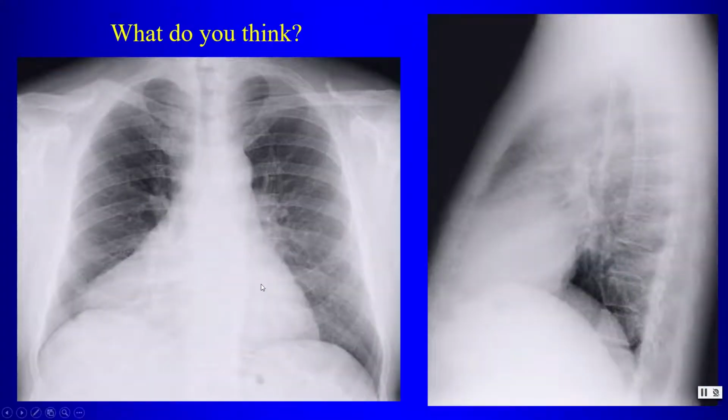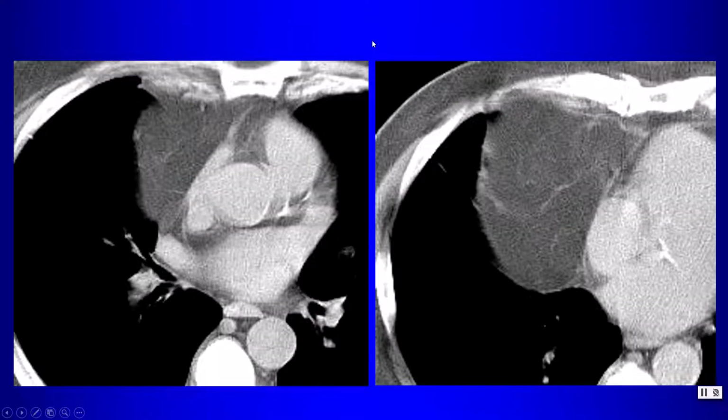Here's our next case. We have a mass here that obscures the right heart border. It's in the right cardiophrenic angle. So it's overlying the heart here on the lateral view. But on the CT, we see that it is mostly fatty in attenuation. It does contain some strands of soft tissue attenuation. Well, what could this be?